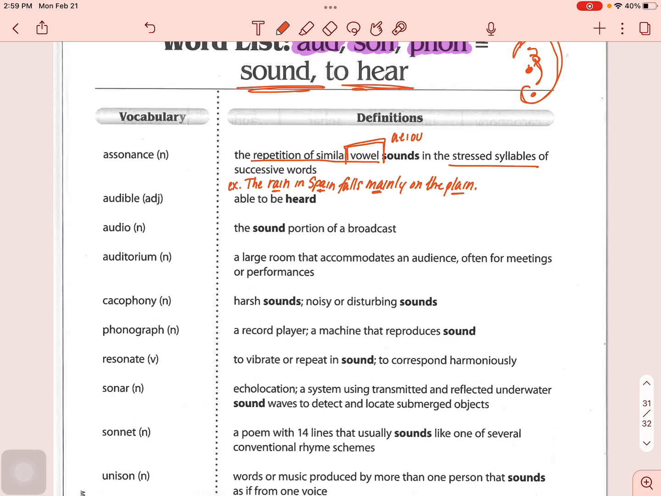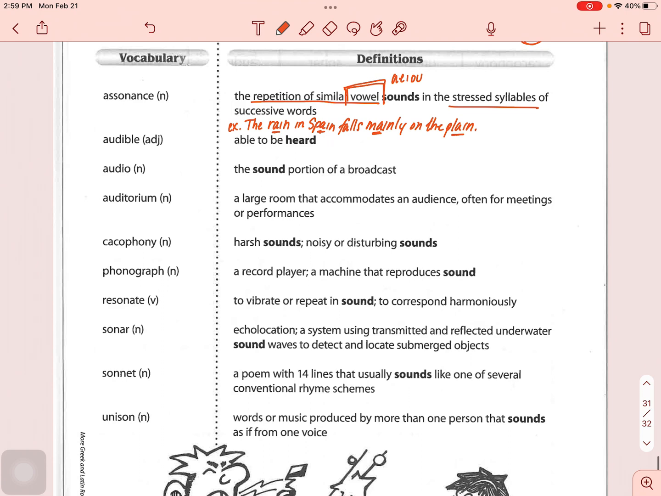So you would use it the same way as you would the word alliteration, except that you're referring to these vowel sounds on the stressed syllables. That one's a hard one. You just have to know what the meaning of that one is. You have to just learn that one. There's not an easy way to remember that, you know?